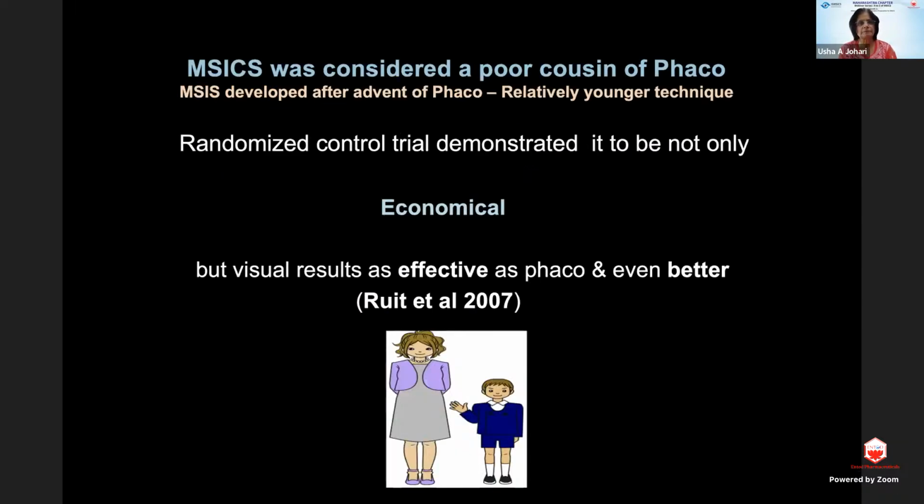Next, please. So definitely, MSICS was considered a poor cousin of phaco. It is a relatively younger technique, but the randomized controlled trial has demonstrated it to be not only economical, but the visual results were as effective as phaco and even better. And this was described by Ruit et al. in 2007.